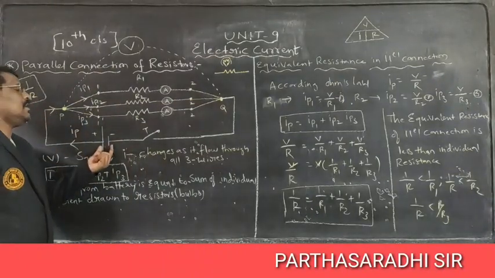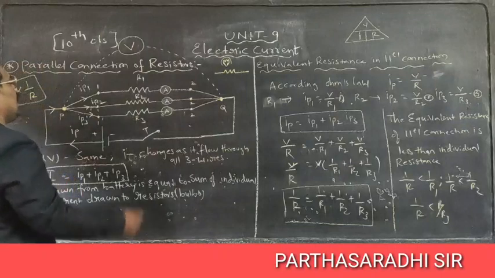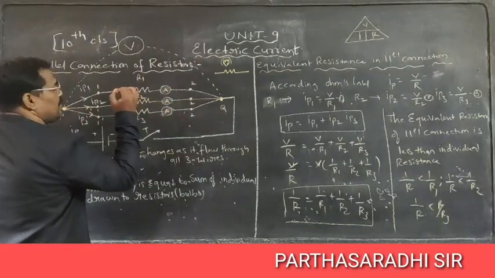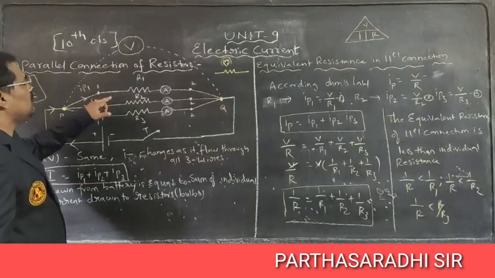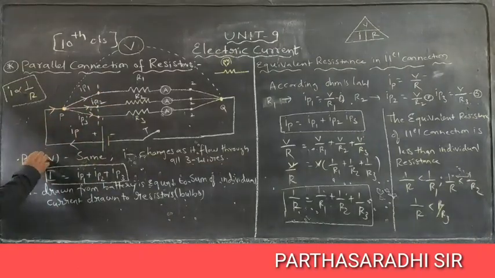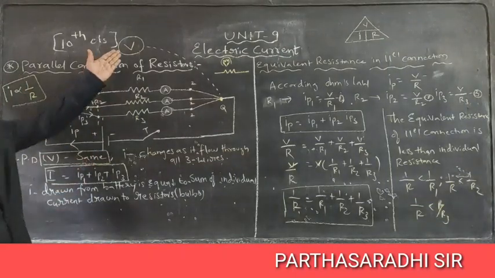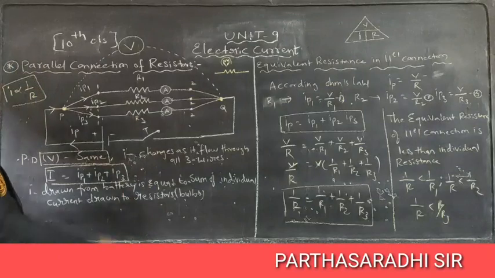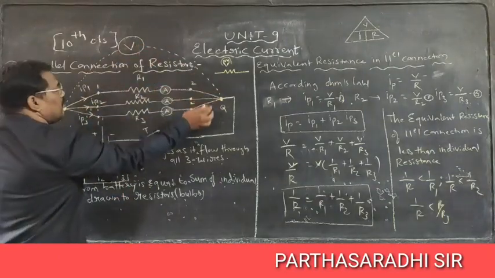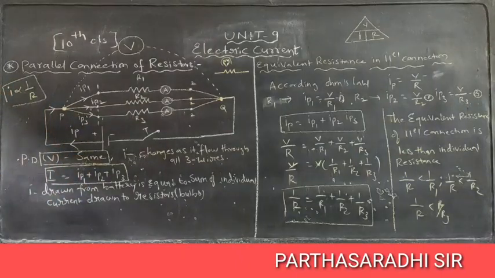Connected to a battery consisting of P and Q, I am connecting ammeter 1, ammeter 2, ammeter 3. Individually, the current will vary in a parallel connection, but the potential difference will remain the same. There won't be any variation in potential difference. That's the reason I have taken V as the same for all three resistors.